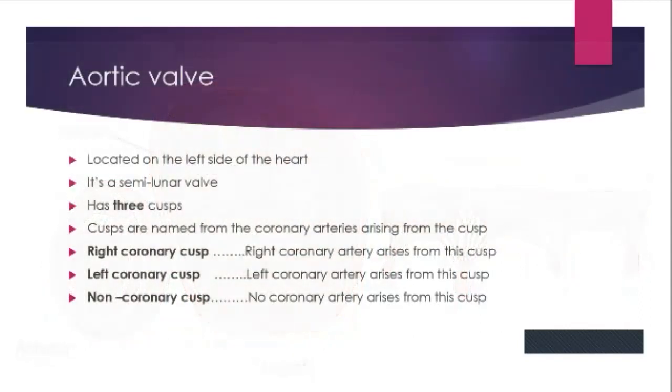Then we have the aortic valve. The aortic valve is located on the left side of the heart. It is a semilunar valve. It has three cusps. Cusps are named from the coronary arteries arising from them. So the right coronary cusp is where the right coronary artery arises. The left coronary cusp is where the left coronary artery arises. And then there is the non-coronary cusp.